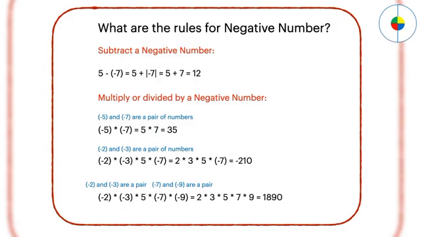For negative numbers, there are some interesting rules. 1. If you subtract a negative number, you add its absolute value. 2. If you do multiplication or division for negative numbers, every two negative numbers become positive numbers.